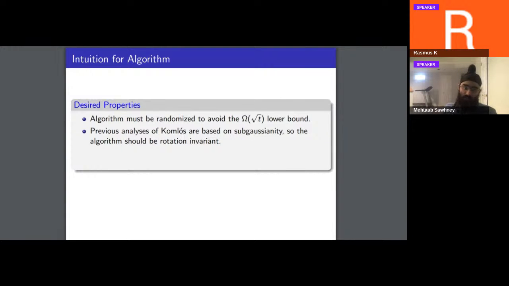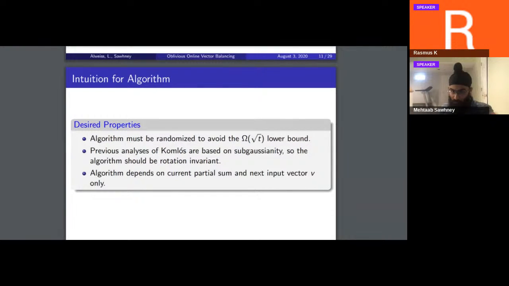The second thing, which is a big hint, is that all previous analyses of the Komlós problem in the offline setting are based on sub-Gaussianity. Secretly, we're talking about minimizing the L infinity norm of this partial sum vector. It turns out all the previous analyses are based on sub-Gaussianity, so they're rotation invariant, and that's probably part of the reason we're not getting the Komlós conjecture yet. So a big hint for an easier analysis is that your algorithm should be rotationally invariant and should not care about the L infinity norm or some smooth version of it, like we looked at previously.